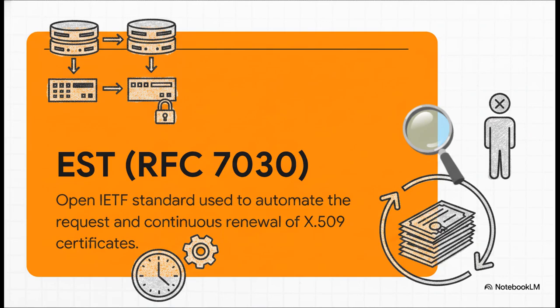Okay, so what's the fix? Well, the solution to this massive bottleneck is essentially a rescue operation for IT teams, and it's called Enrollment over Secure Transport, or EST for short. Published as an open network standard by the Internet Engineering Task Force under RFC 7030, EST is fundamentally designed to completely automate the request and continuous renewal of these X.509 certificates.